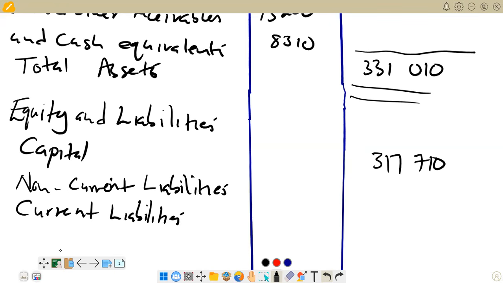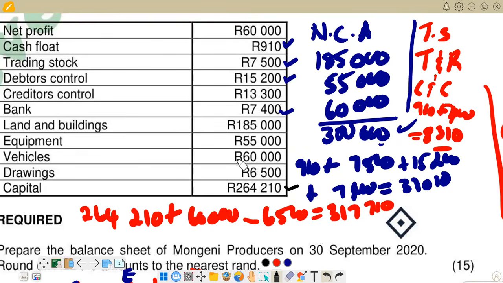In trade and other payables, the first element is the creditors control. It's one of the key elements of the trade and other payables. Other payables that might be there include accruals or owings of expenses, which we include as payables. We might also have prepayments of income, which we also include as payables. If they were in the question, we're supposed to add them to the figure of 13,300 to get the total for trade and other payables. But if you look in the question, we don't have such. So we are just going to put the figure that we have, 13,300.